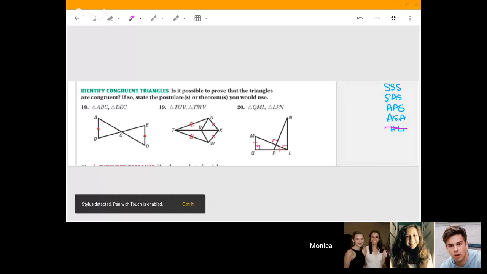Number 21 in the book, Isabel. Oh, I guess there's not a 21 on the worksheet. So yeah, 21 in the book. 21 says, use the graph at the right and show that these angles are congruent, and then explain your reasoning for each one.